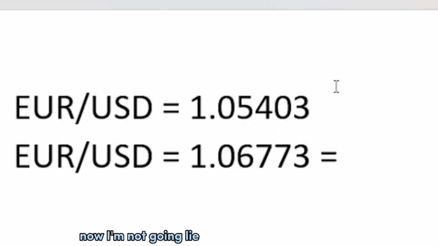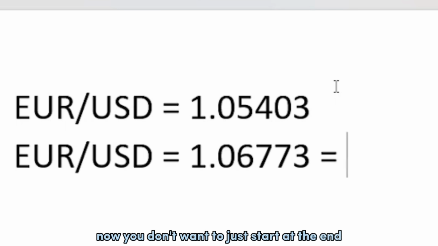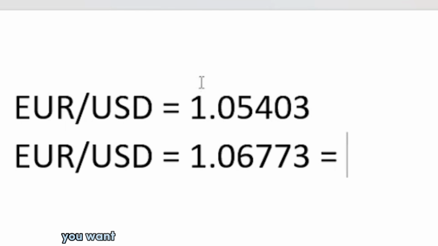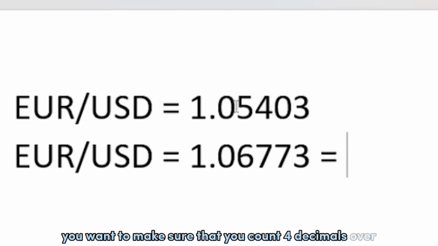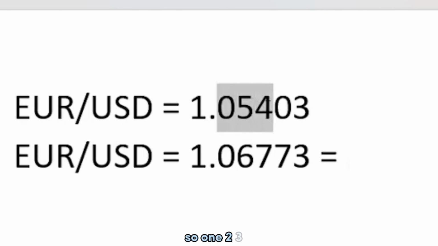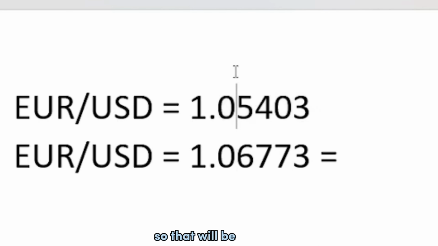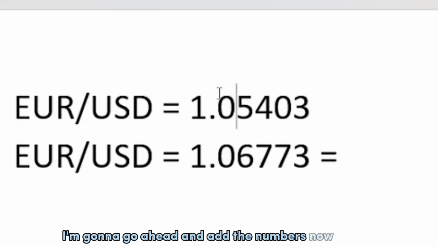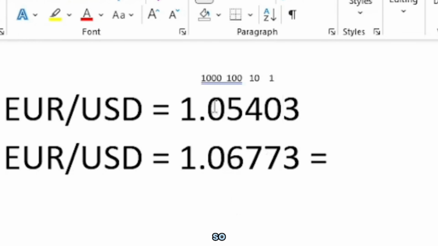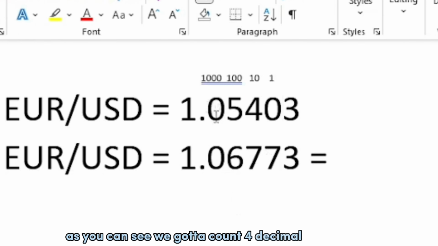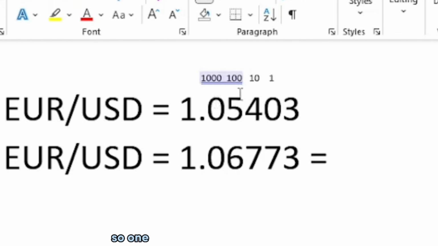Now I'm not gonna lie, this one wasn't very simple. This one was a little bit difficult. Now, you don't want to just start at the end, the last number. You want to make sure that you count 4 decimals over. So 1, 2, 3, 4. So that will be the gap. I'm going to go ahead and add the numbers now. Alright, so as you can see, we got to count 4 decimal places over. So 1, 2, 3, 4.